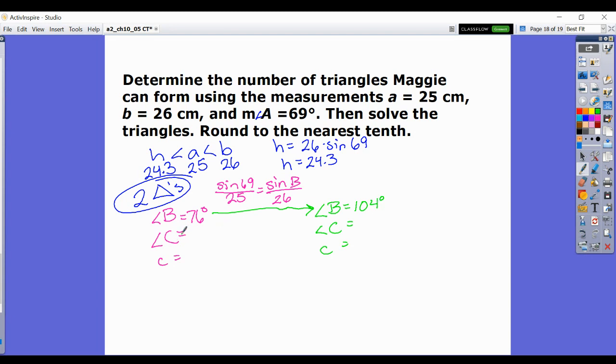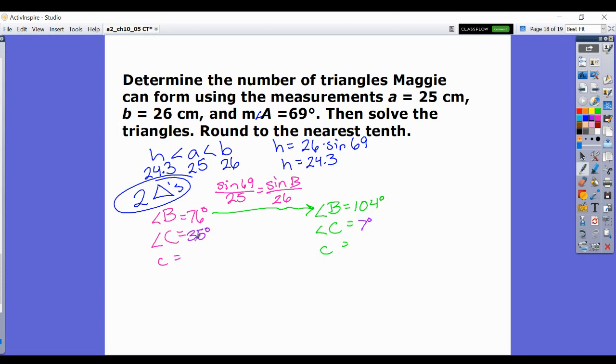Okay, now let's do the next step. To find angle C on both triangles, I would take 180. Let's do the first one. 180 minus 69 minus 76 is 35. And I'm going to do this one now. 180 minus 104 minus 69 is 7. So this angle C is tiny. We have 104 and 69 degrees. There's not much left over. Very, very slim angle. So that means my side C is going to be really small also.